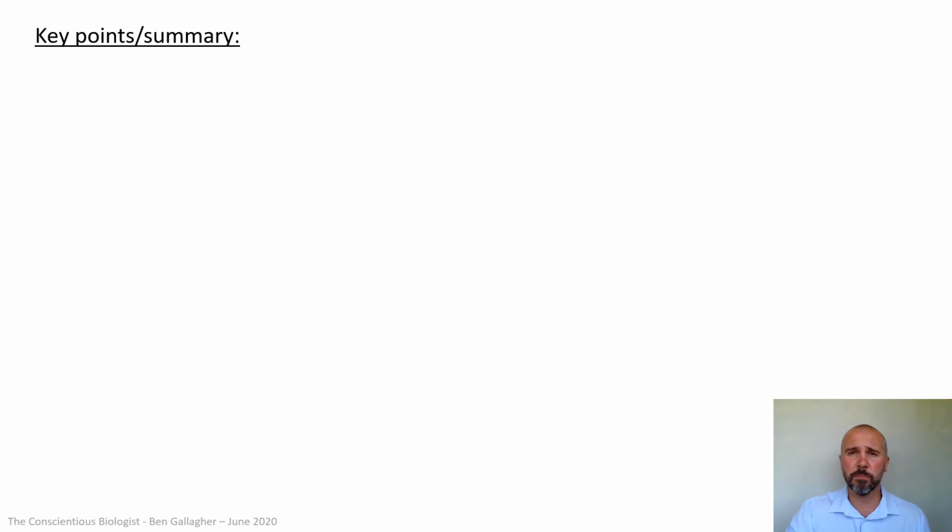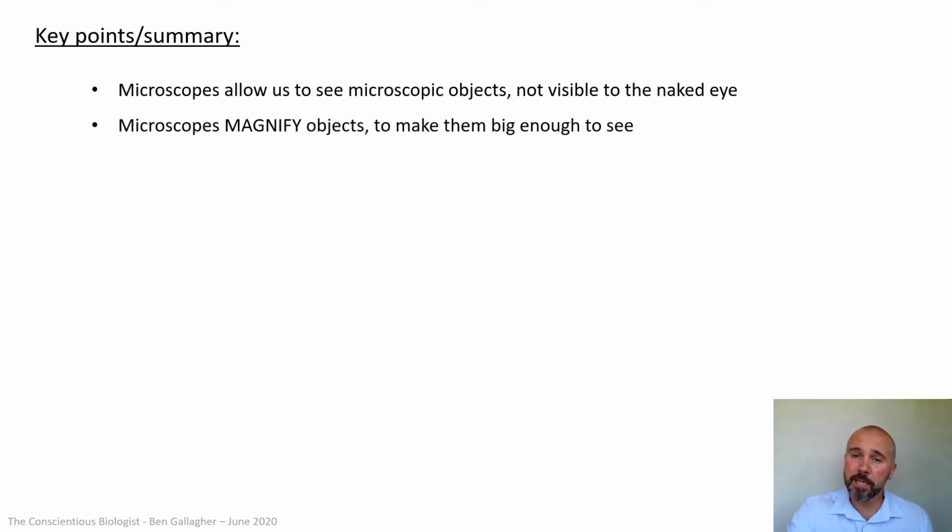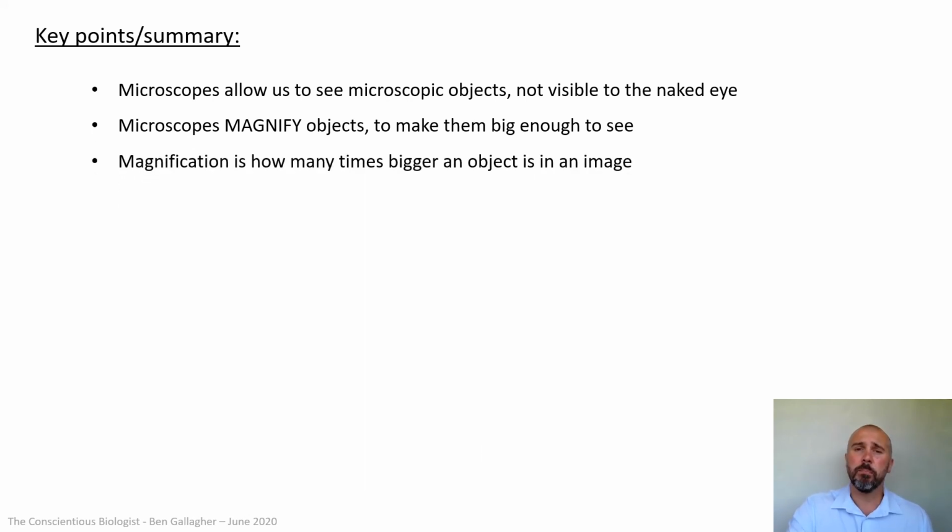So key points and summary of this presentation. It's a pretty easy one. There's not a lot of detail here. Microscopes allow us to see microscopic objects that aren't visible to the naked eye. Microscopes magnify objects to make them big enough to see. That's basically all they do. Magnification is just how many times bigger an object is in an image.